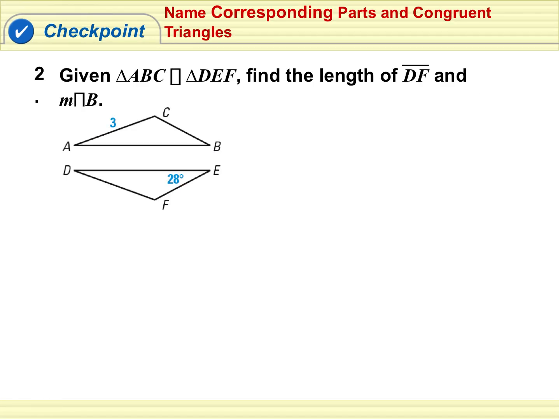Okay. This one. So it says AC is 3. Well, what does AC match on the other triangle? DF. So DF is also 3. Okay. And then it says angle E is 28 degrees. Well, which one does angle E match on the other triangle? B. So B is 28 degrees. Remember, reading these statements, they go hand in hand together. The order matches. Okay? Yep, that's all you have to do on those.